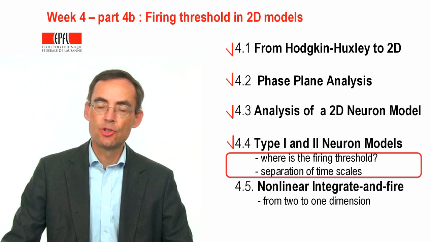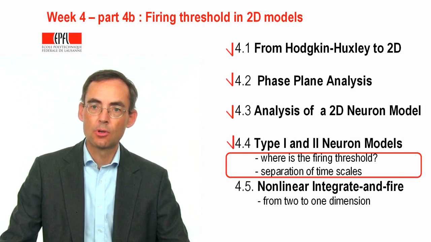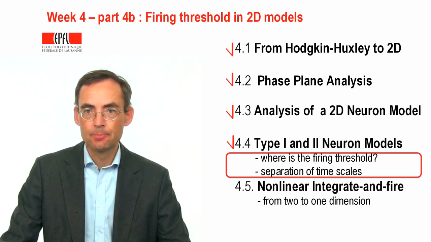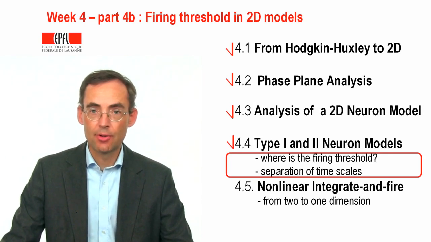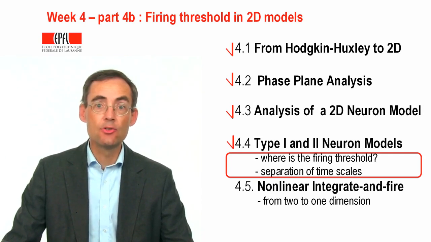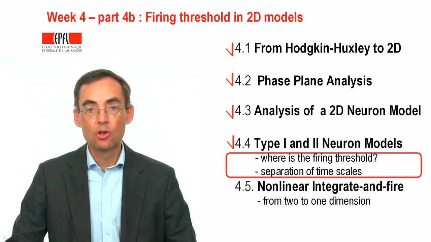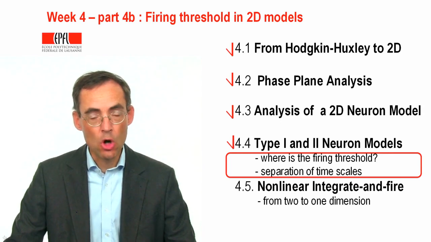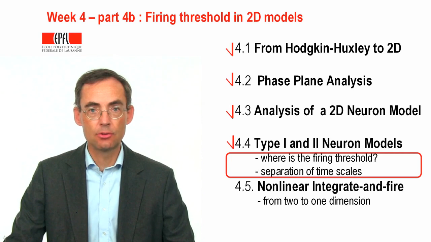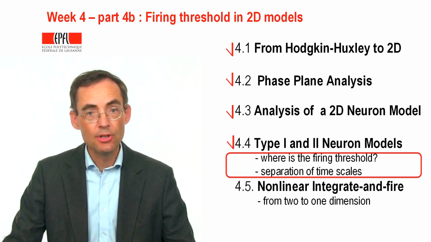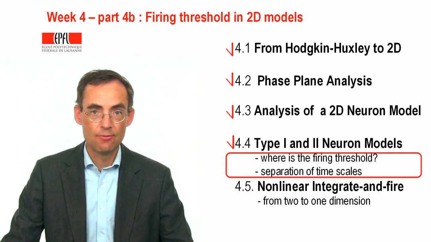Welcome back. This is the second half of lecture 4.4, week 4 of the class Neuronal Dynamics. I will ask the question, where is the firing threshold? A question that we have already considered in the context of the Hodgkin-Huxley model in week 2, and also in the context of integrate-and-fire models in week 1. So, where is the firing threshold in one of these nonlinear two-dimensional neuron models that we consider this week?